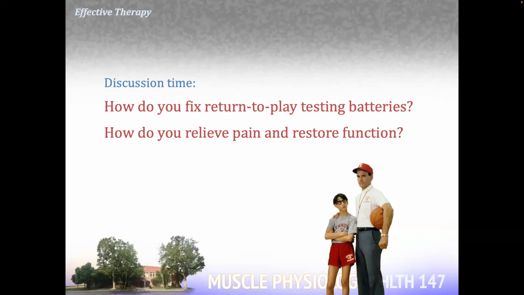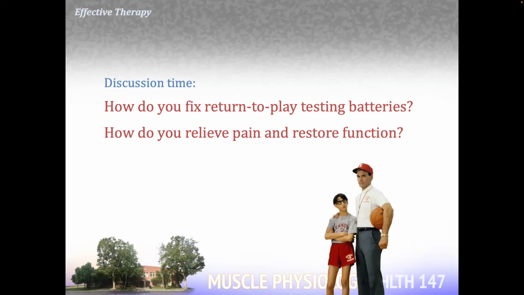You're getting some foundational understanding of this stuff. First, what would you do with the return to play batteries? Would you change it at all? What would you keep? What would you ignore? What would you add? And what would you pay more or less attention to to clear an athlete for participation? And then second, how would you fix neuromuscular recruitment? How would you fix that problem? What would you do to address it?